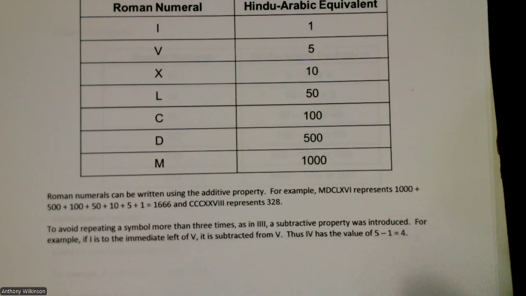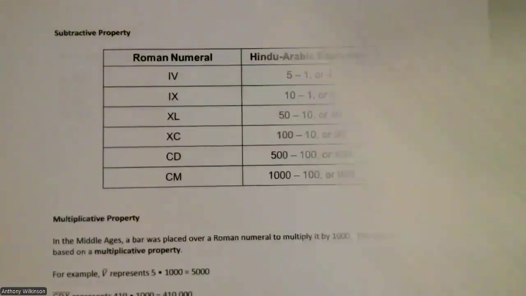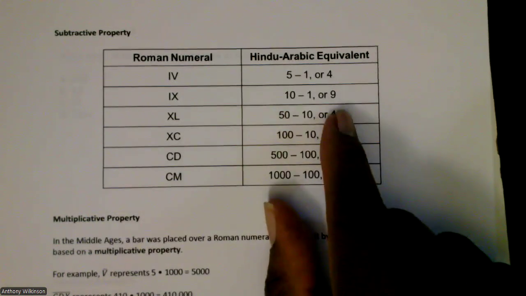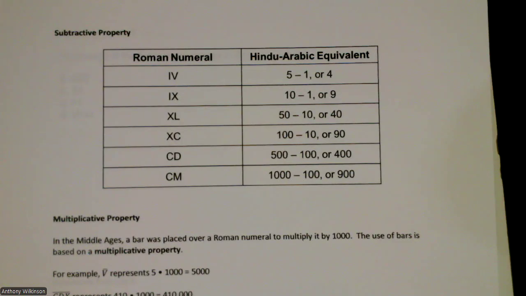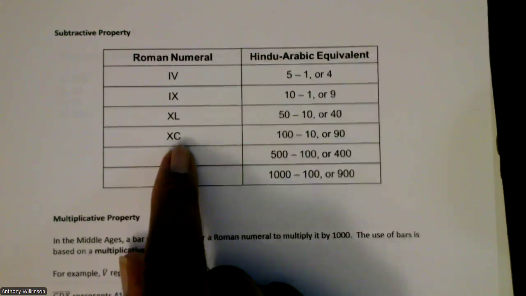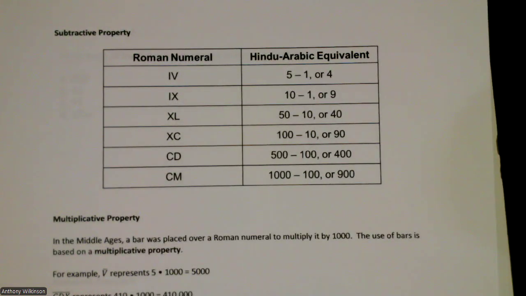So here we can use the subtractive property, and that's more explained on the next page. For IV, that represents 5 minus 1, which is 4. And then IX, which is 10 minus 1, that'd be 9. And then XL, X is 10, L is 50, so 10 from 50 will give you 40. And then XC, X is 10, C is 100, so 10 from 100 will give you 90.